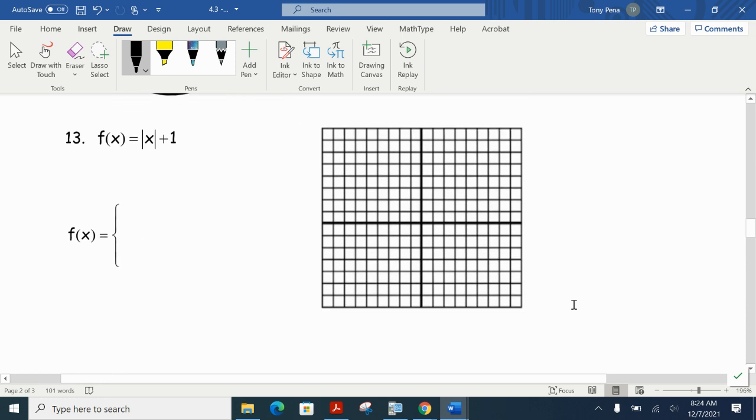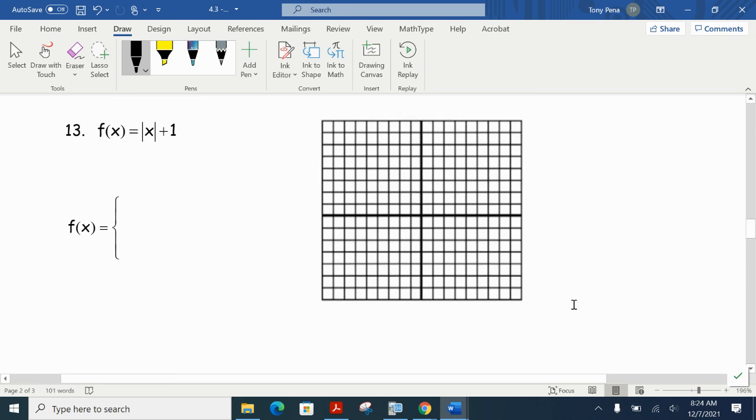Okay, try that again. Do 13. Same idea. We should be able to look at that and write this piecewise function very quickly now, hopefully. And then once you have that, understand what your vertex is, and then plot that, graph it.